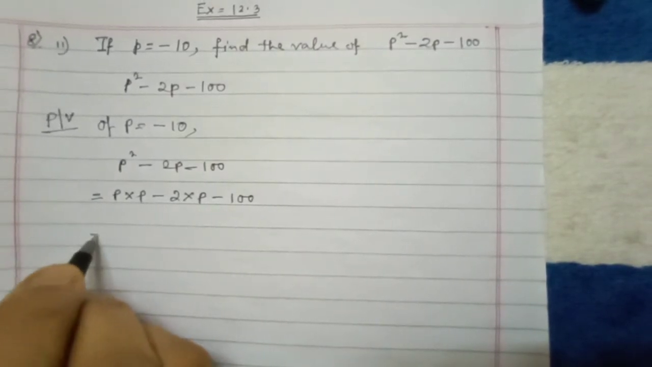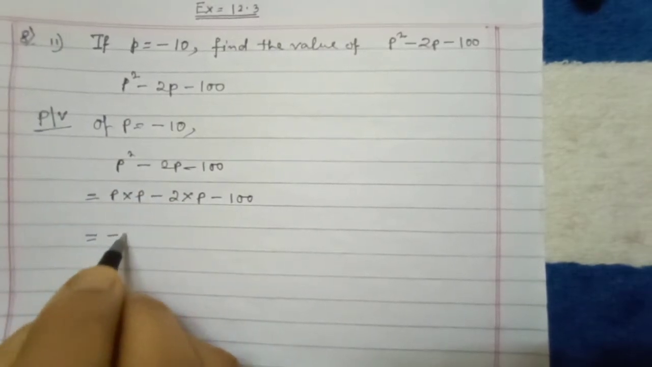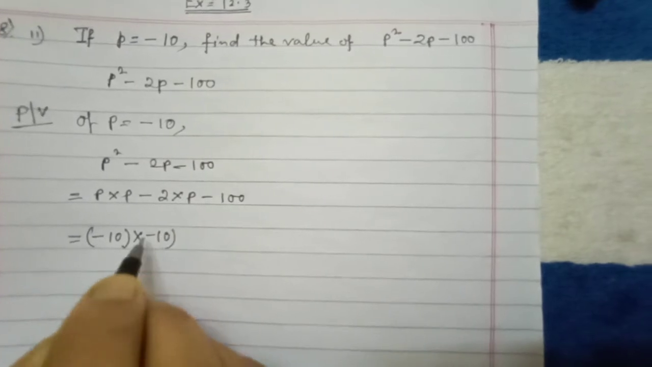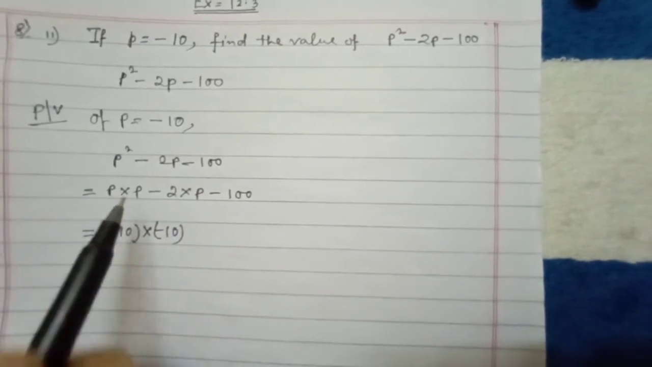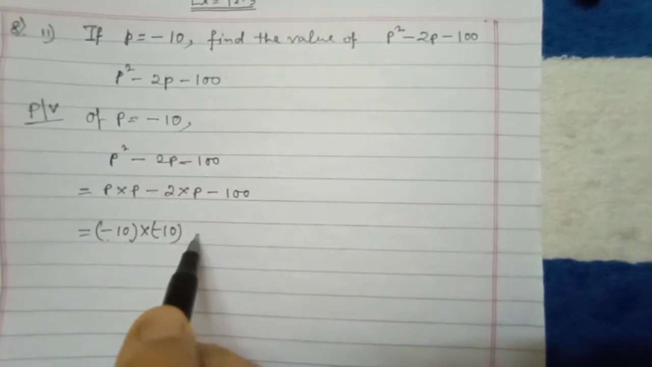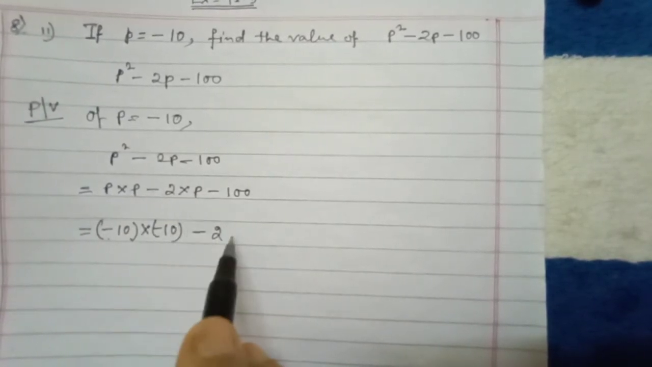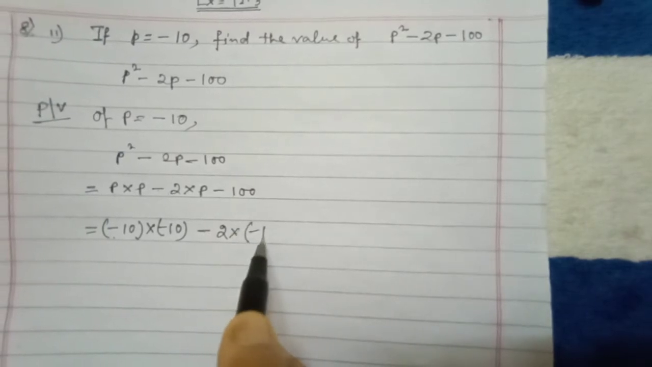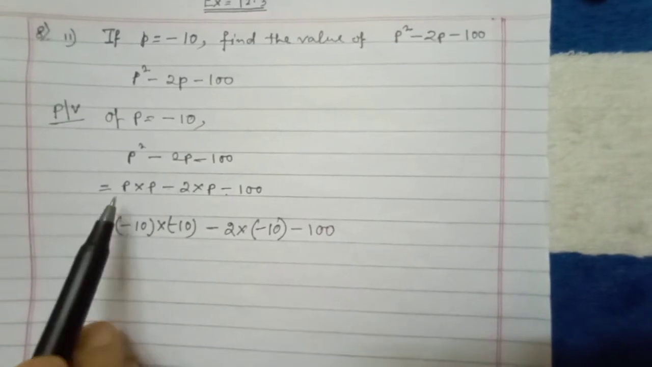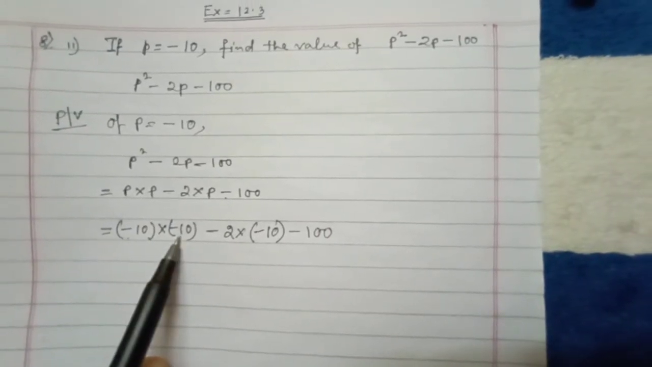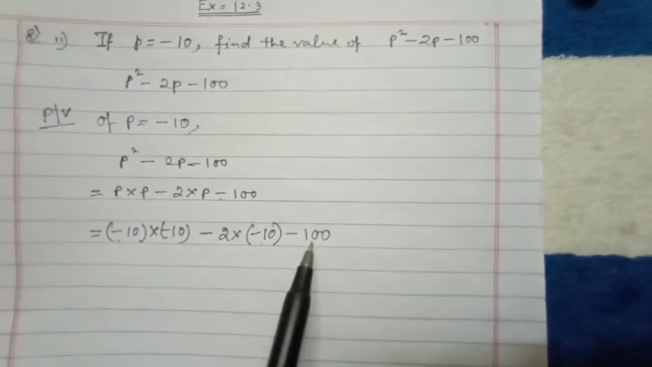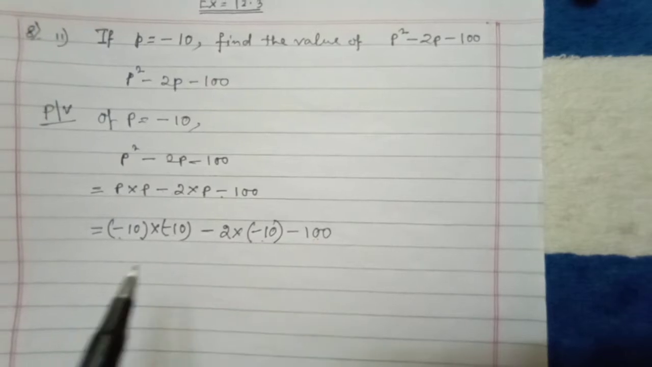Next, the value of p is minus 10. So, minus 10 into minus 10 for p square. Then minus 2 into p, value of p is again minus 10, and then minus 100. You understood? P into p, minus 10 into minus 10. Then minus 2 into value of p, which is minus 10, and then the constant term.